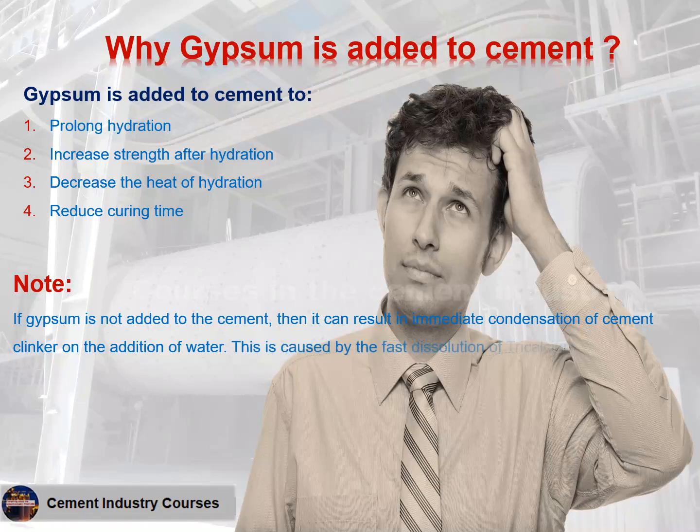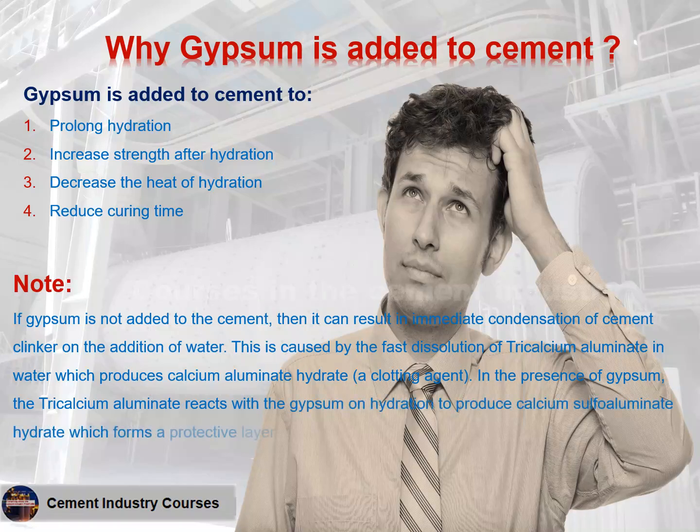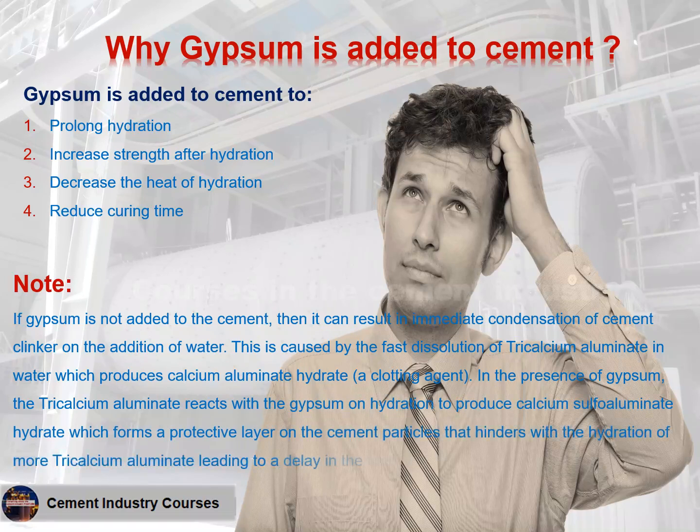This is caused by the fast dissolution of tricalcium aluminate in water, which produces calcium aluminate hydrate, a clotting agent. In the presence of gypsum, the tricalcium aluminate reacts with the gypsum on hydration to produce calcium sulfoaluminate hydrate, which forms a protective layer on the cement particles that hinders the hydration of more tricalcium aluminate, leading to a delay in the setting time of the cement.